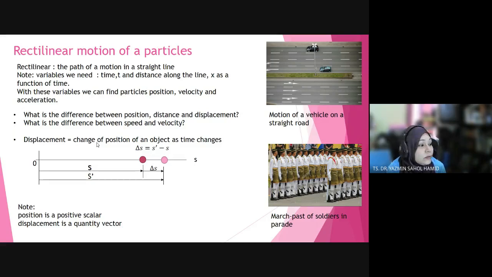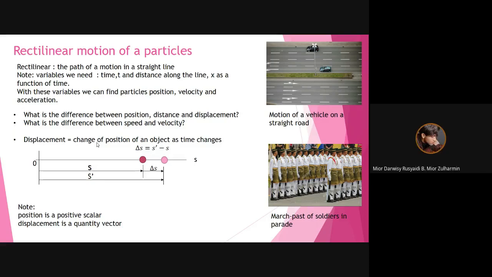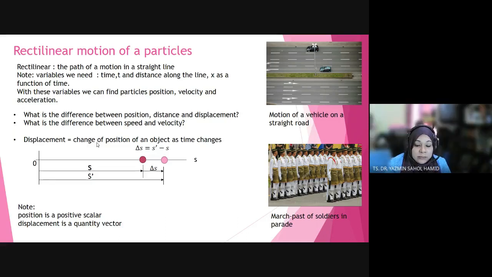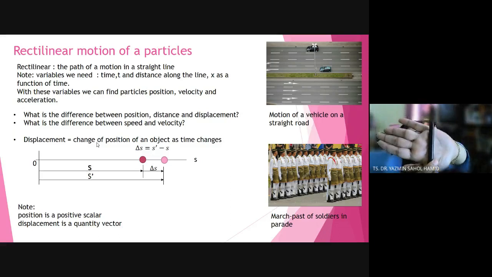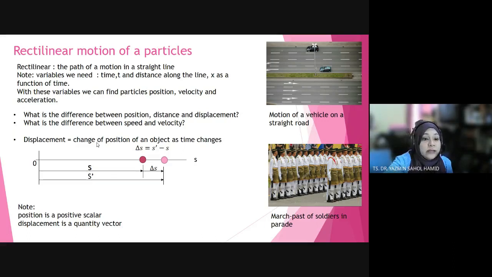Displacement is equal to the change of position of an object as time changes. What it means is the change of position as the time changes. For example, as you can see this pen here, at 1 second it's here, and after another 3 seconds, it's here. So the change of position, that is what you call displacement. Change in position. Same example as you can see on the screen here.